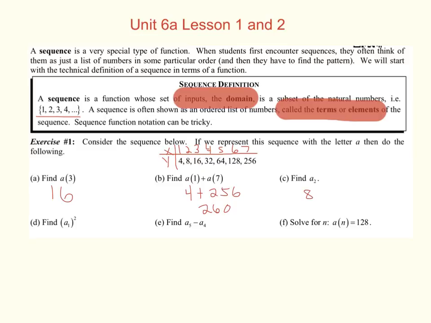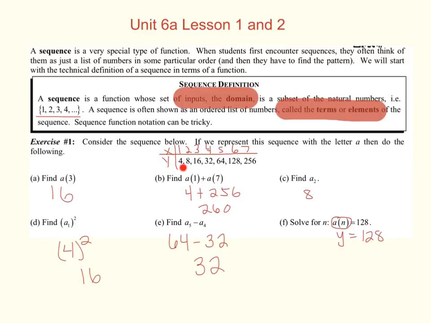A sub 1 squared. I hope that you can identify that a sub 1 is 4. So I'm going to take 4 and square it, which gives me 16. Find a sub 5 minus a sub 4. A sub 5 is 64, minus a sub 4, which is 32, which gives me an answer of 32. Now, F is the tricky one, and I hope you remember back to Unit 3 that when I see a sub n, I told you to remember that you can say it's y equals 128. That makes that question a whole lot easier.